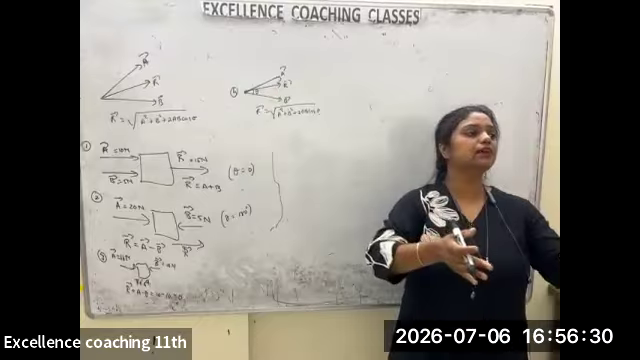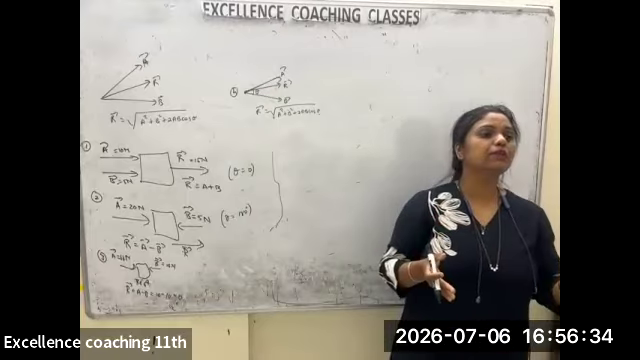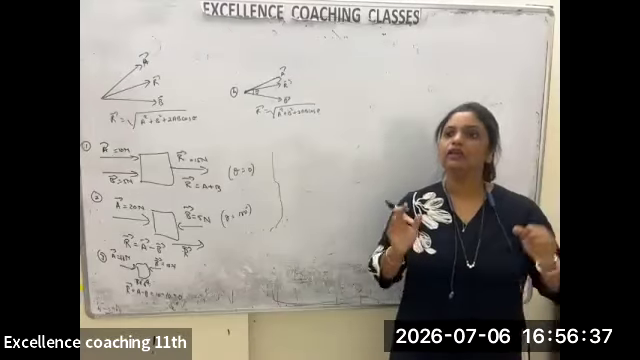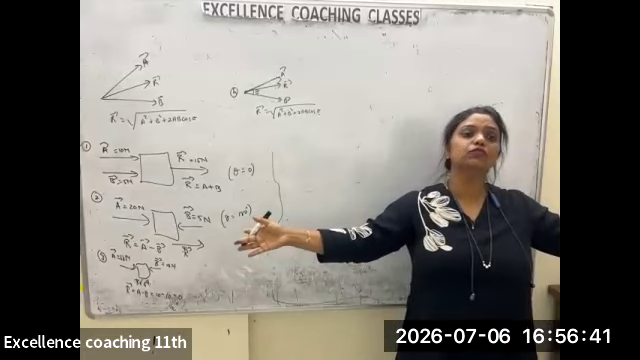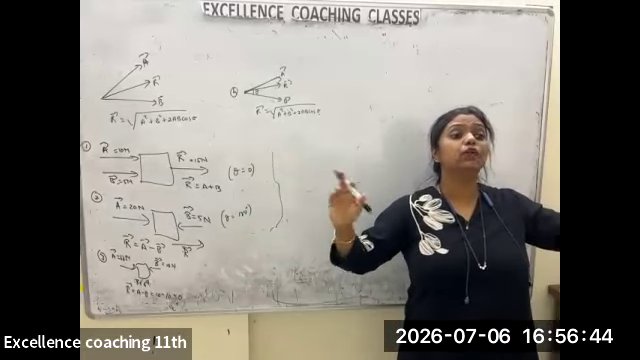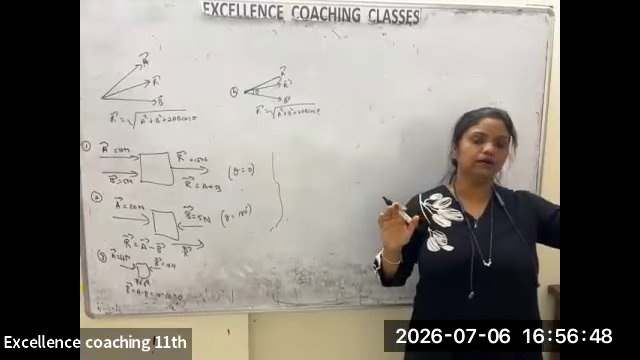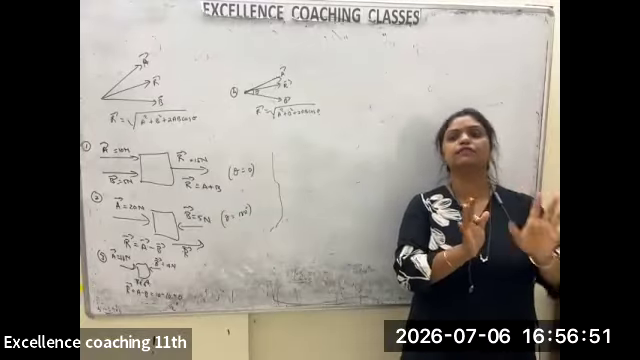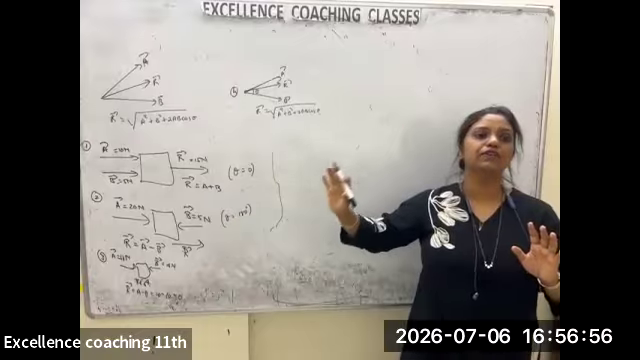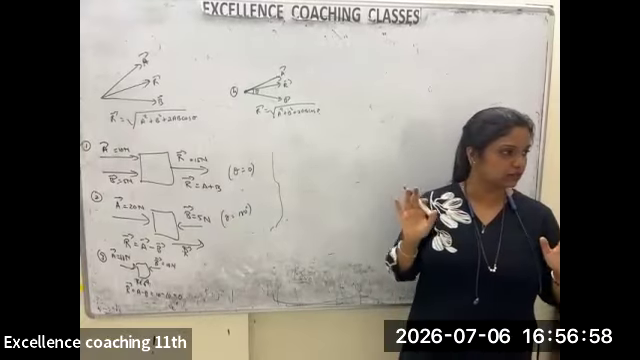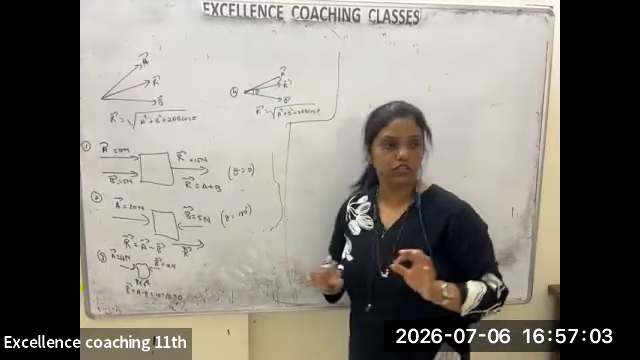Tell me again, if two vectors are going in the same direction, what will you do? Add them up. Direction will be in the same direction. If two vectors are going in opposite direction, subtract them. Direction depends on which one is greater. If they are making some angle other than 0 or 180, it is your direct formula: square root of a square plus b square plus 2ab cos theta. I have explained this to you in a logical way.